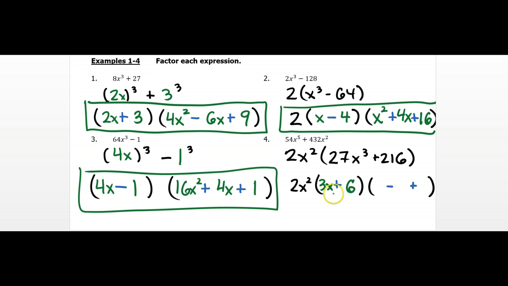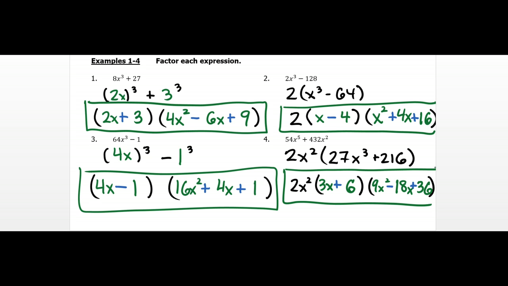And then if we square 3x, we get 9x squared. If we square 6, we get 36. That's going to be our last term. 3x times 6 is going to give us our middle term. That would be 18x. So this factors into 2x squared times the quantity 3x plus 6 times the quantity 9x squared minus 18x plus 36.